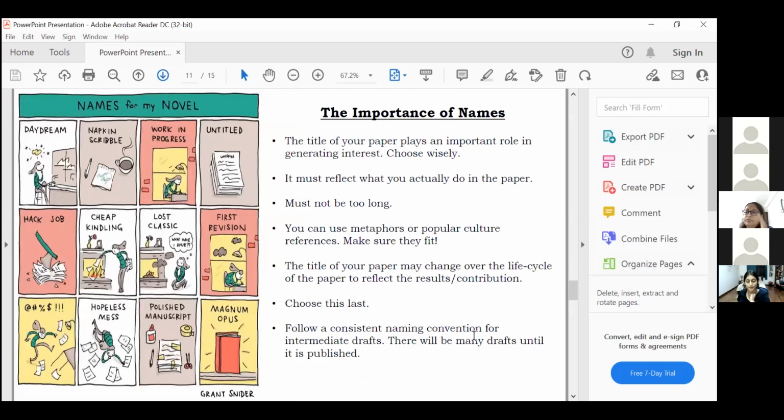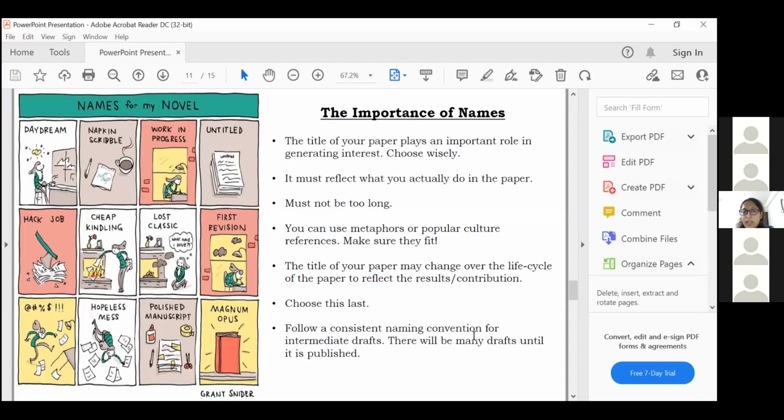Okay, so we've talked about writing, getting your first draft out, and editing it. What do you call your paper? Every paper has to have a nice name. Why is that important? The title of your paper plays a very important role in generating interest in the reader. So choose wisely. The thing to always remember is that your paper's title should accurately reflect what you do. Don't make it too long. I think 10 to 12 words is a rule of thumb that most people use, not longer than that.